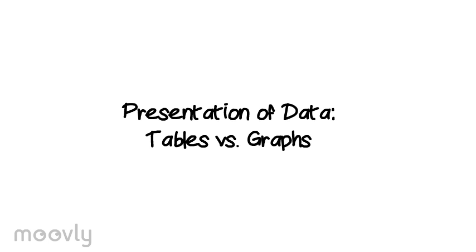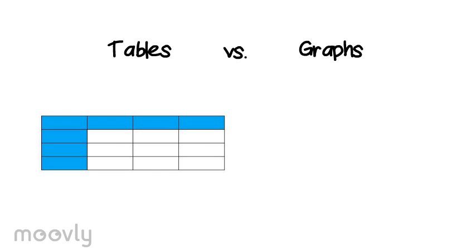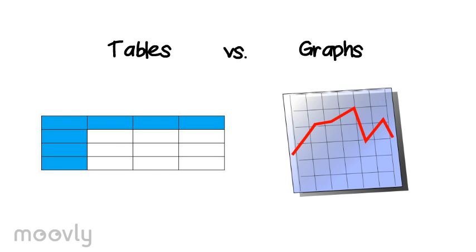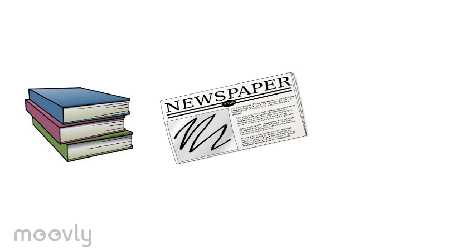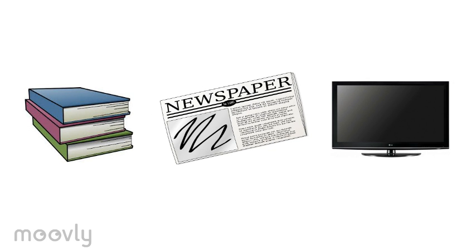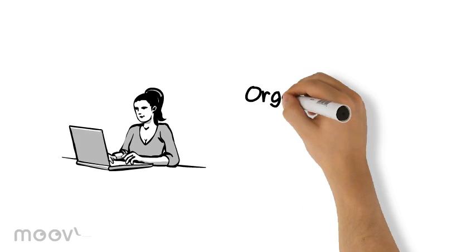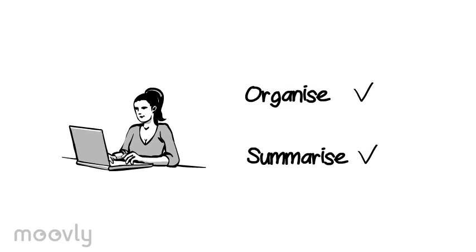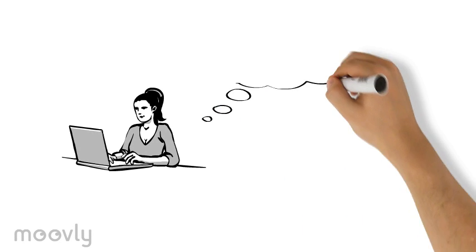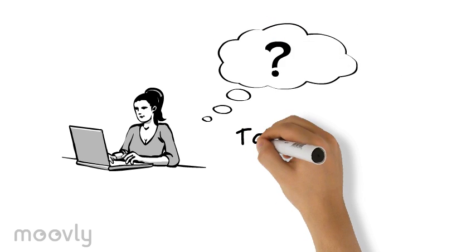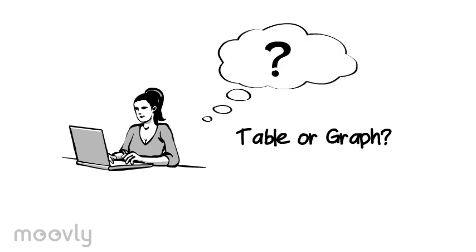You see tables and graphs being used to present data just about everywhere. In your textbooks, in newspapers, on television, and you may have even used them before when organizing and summarizing information. So why are they so popular, and how do we know when we should use a table or a graph?